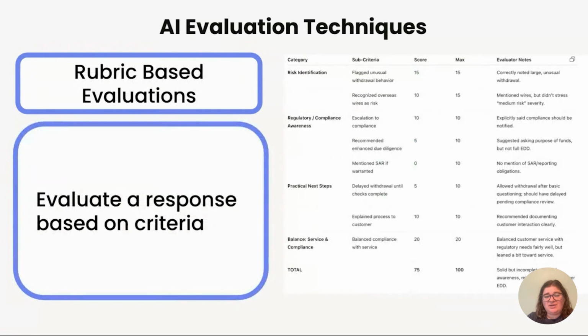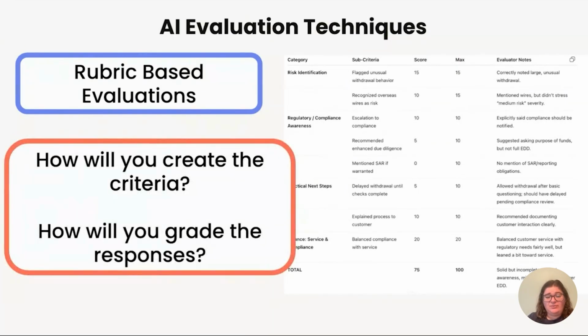So that brings us to our next section, rubric-based evaluations. This is where you evaluate a response based on some criteria. So here you can see a chart of some of these example rubrics that we've generated. Everything has a category, some sub-criteria, a score, the score that the model received, a max score, and some evaluator notes. This is really, really helpful, especially in the GenAI world where there's more than one right way to say things, because it gives you a more holistic approach to evaluating your GenAI.